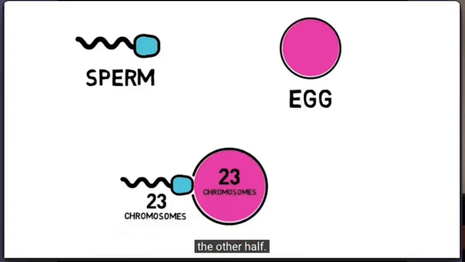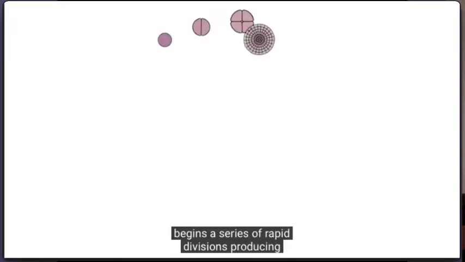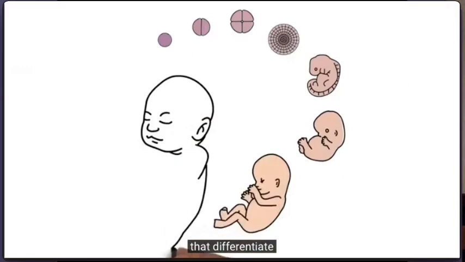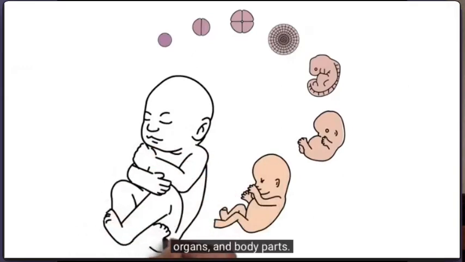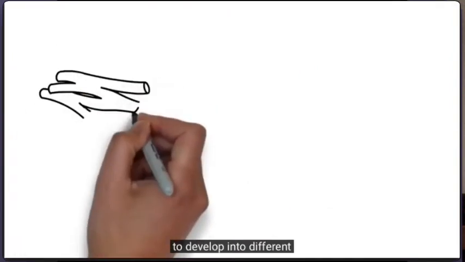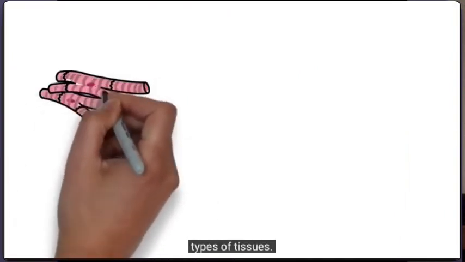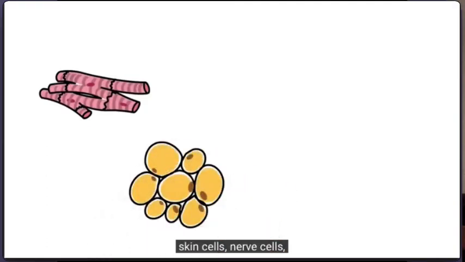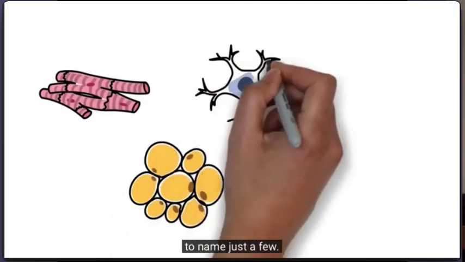This cell, with its combined genetic material, or DNA, begins a series of rapid divisions producing billions of cells that differentiate into unique tissues, organs, and body parts. The DNA instructs our cells to develop into different types of tissues. For example, there are heart cells, skin cells, nerve cells, to name just a few.